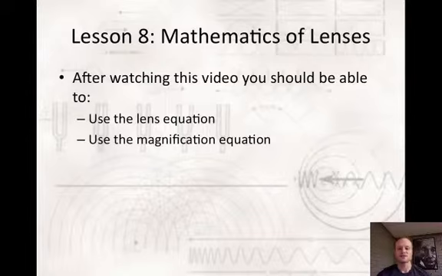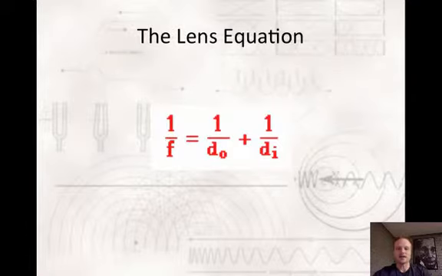After watching this video, you should be able to use the lens equation and the magnification equation. Quite frankly, these are the same equations that we were talking about in the previous chapter. I'm going to fly through this pretty quickly, but I'm going to do some example problems with you guys using these equations. The lens equation is 1 over the focal length equals 1 over d sub o, which stands for distance to the object, plus 1 over d sub i, which is distance to the image.